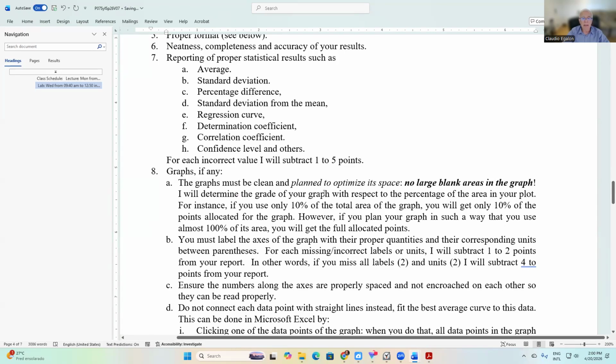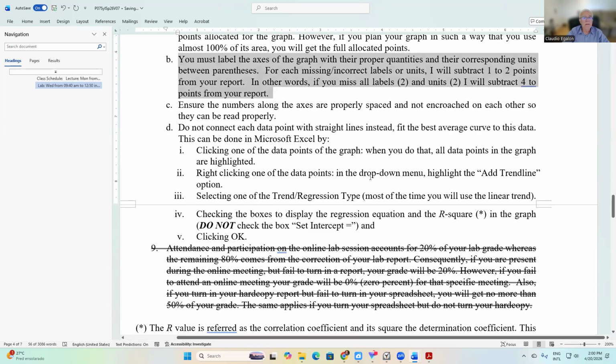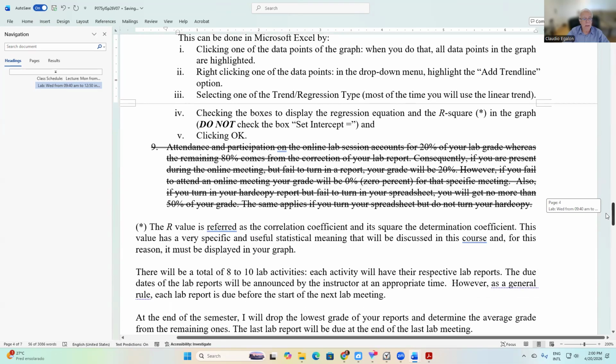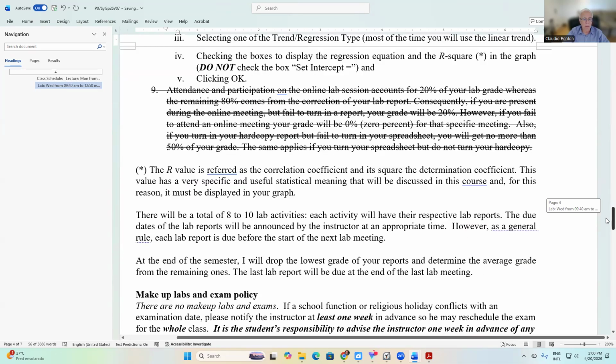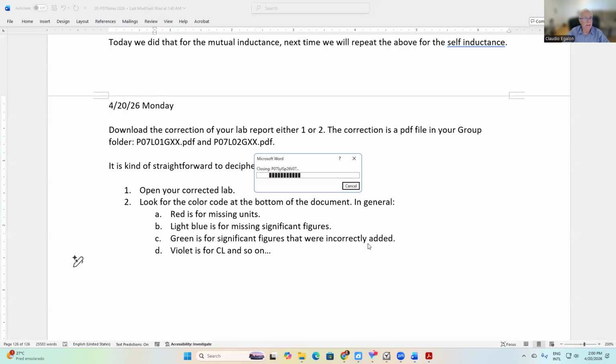The graph must be clean and planned to optimize its space, with no large blank areas in the graph. You must label the axes of the graph with their respective quantities and their corresponding units between parentheses. For each missing or incorrect label or unit, I will subtract 1 to 2 points, right? That's how I correct the lab report, okay? It's all documented here in the syllabus.